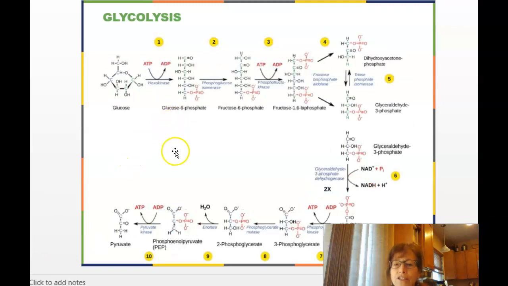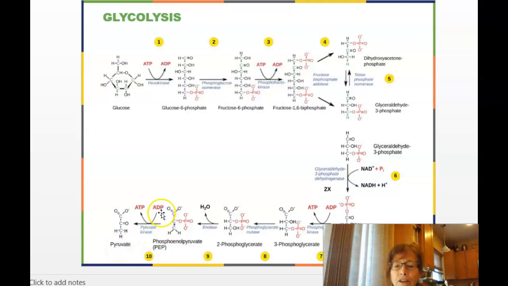So here's the whole thing in one fell swoop. You can see glucose, here's the first 5 steps. Now we have these 2 molecules here that ultimately both become glyceraldehyde 3-phosphate. And then we're going to take this glyceraldehyde 3-phosphate and convert it in these next series of steps into pyruvate, 2 pyruvates, because we have 2 of these. Each of them is going to go through this. And then those 2 pyruvates are going to do something else in just a few minutes.